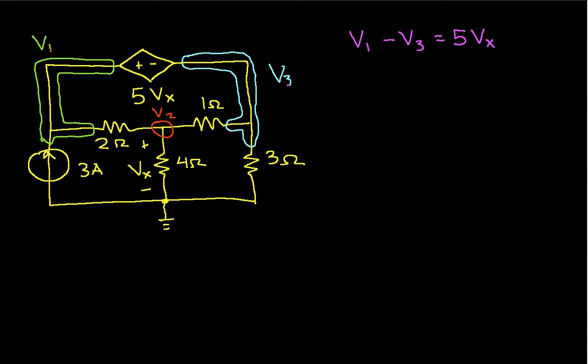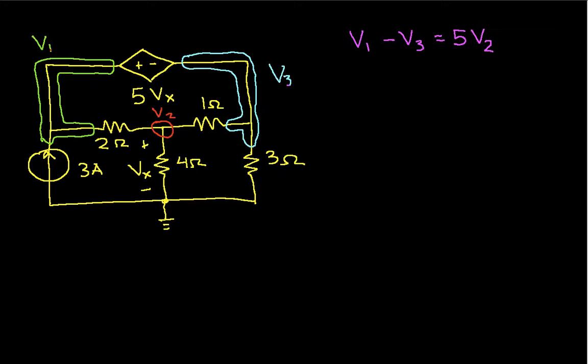Now I'm going to simplify things a little bit here. Vx is the voltage across the 4 ohm resistor, but you'll notice that that's actually V2. So rather than write Vx throughout the rest of this, I'm going to call this V2, because it will make it easier when we go to actually solve the system of equations. So that's one relationship between the voltage at node 3 and node 1 that we can get.